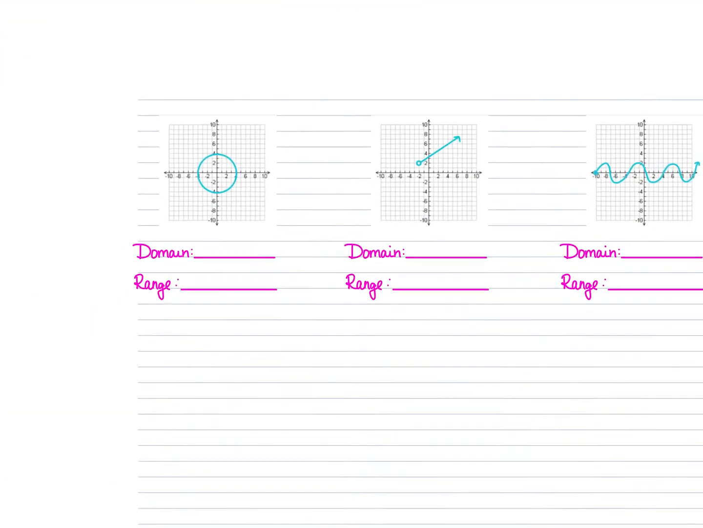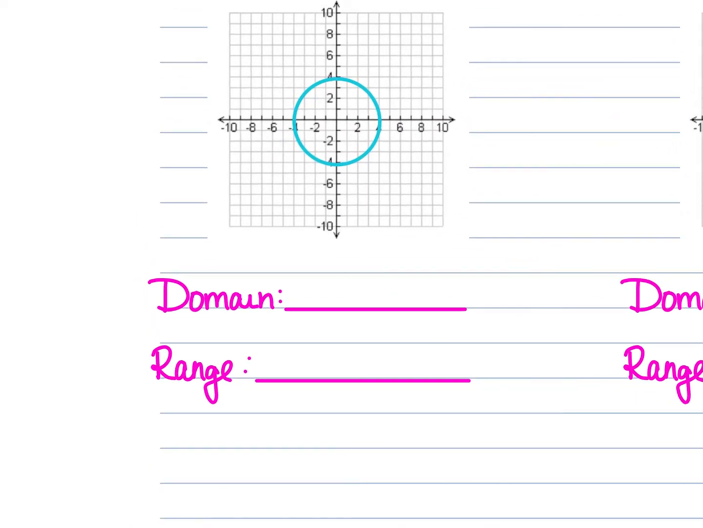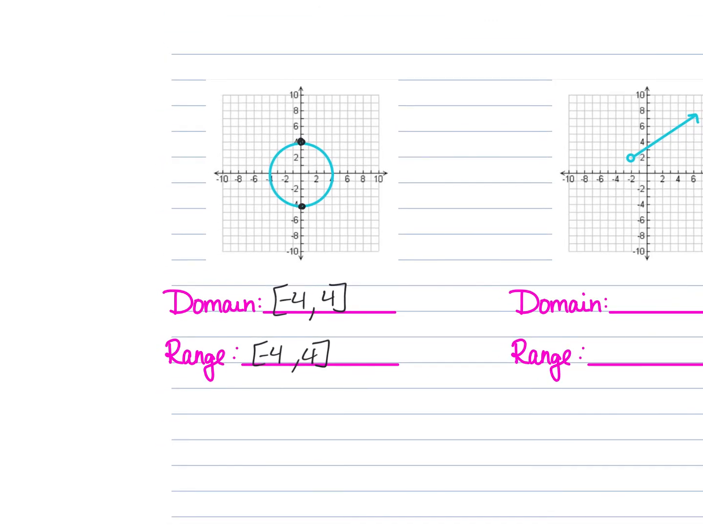Okay, 3 more. Ooh, we got a circle. You're also going to graph this year. Okay, domain, how far to the left does this go? Looks like -4, throw a bracket around that. And to the right, it goes to +4. Right, that's it. Range is going to be how far down? -4, how far up? +4. Bracket, because it hits both of those.